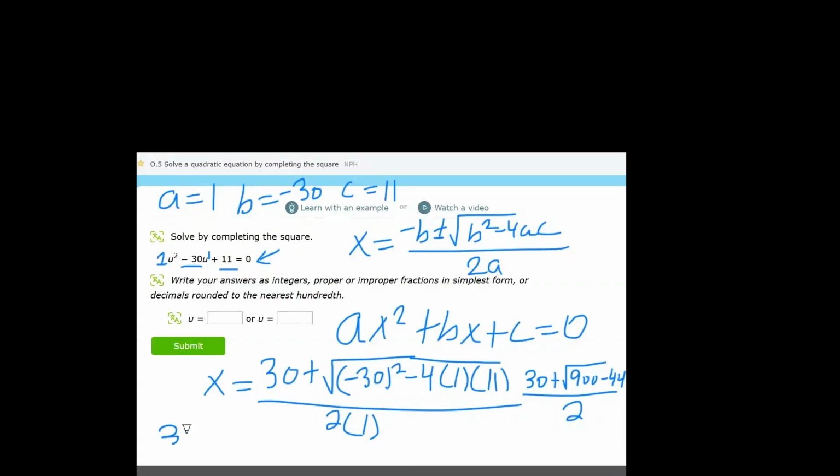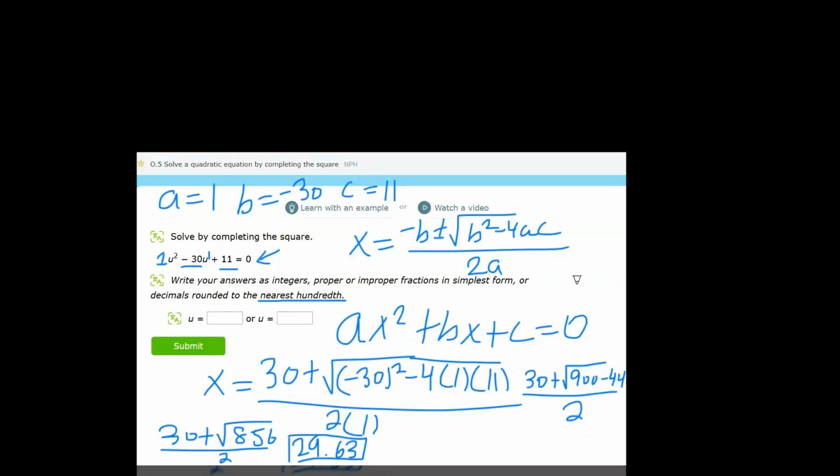And that gives us 30 plus the square root of 856 divided by 2. And if you put that into the calculator, you should get 29.628. Again, they want us to round to the nearest hundredths. So we're going to look at our hundredths place, look to our right-door neighbor. Because it's a 5 or higher, we're going to round that 2 up to a 3. So we have 29.63 as one of our solutions.